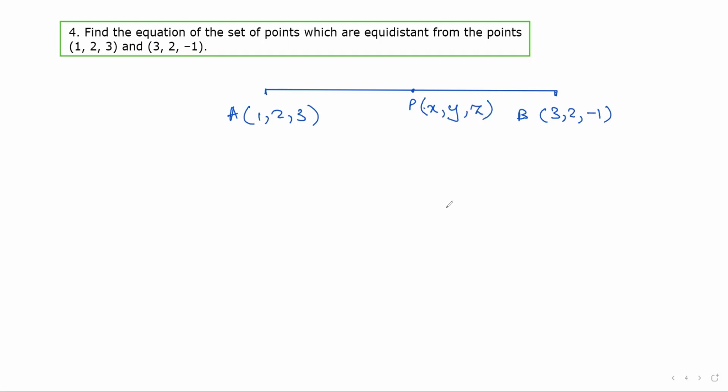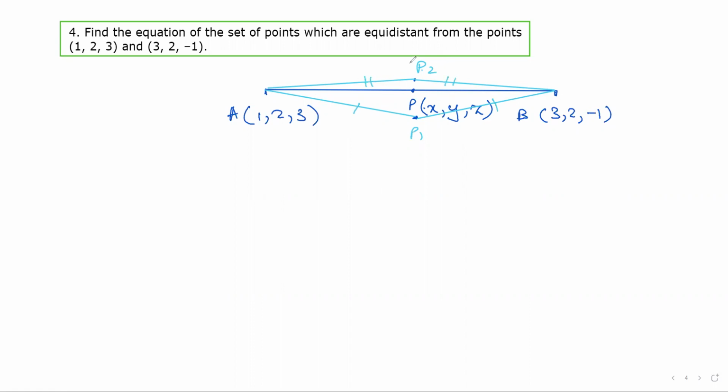Apart from P, just above point P and below point P, you can still draw two such points over here. This is for understanding purposes. Let us call these points P1 and P2. So this point P1 is also equidistant from A and B. That means P1A is equals to P1B, and P2A is equals to P2B.